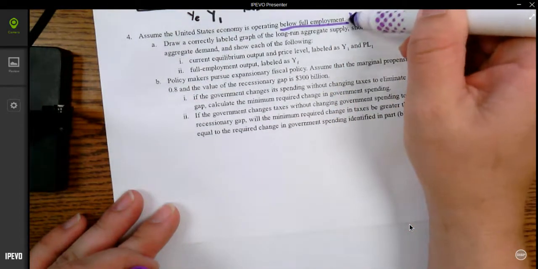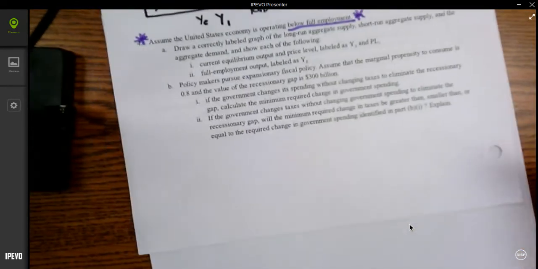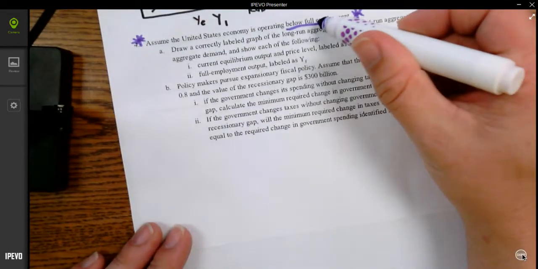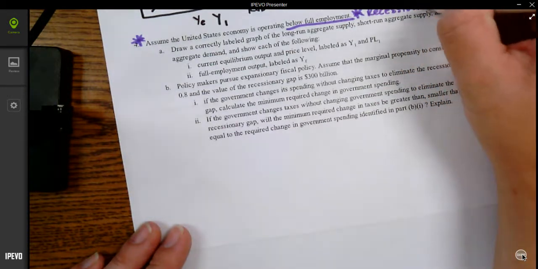So the question says, assume that the United States is operating below full employment. Remember, I told you that the first statement in these FRQs is often very, very important because it tells us which of the 3 places we're going to be. So this one says we're operating below full employment. So that's another way of saying that we're operating with a recessionary gap.